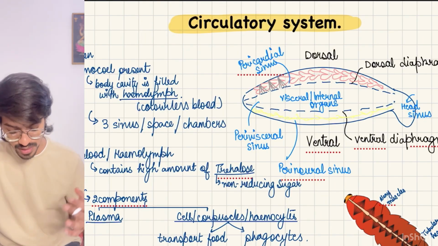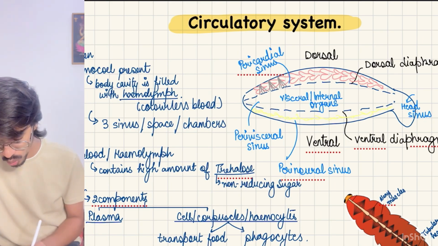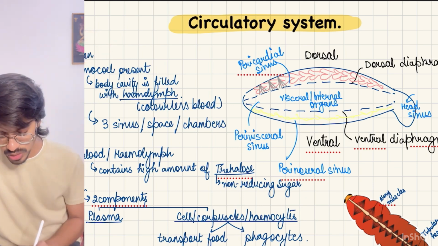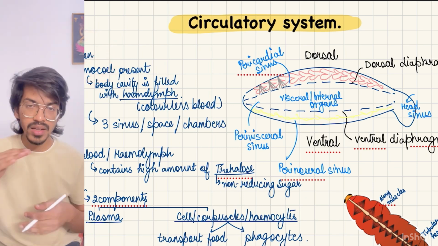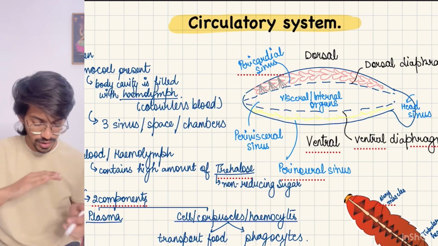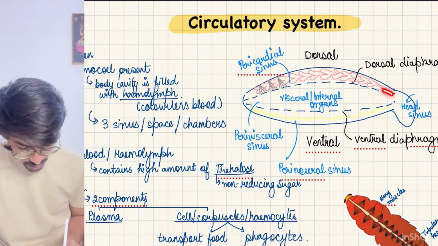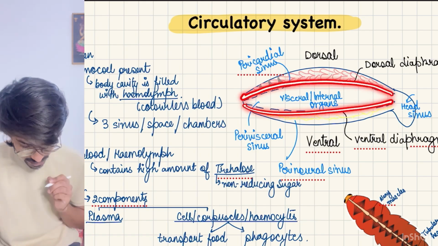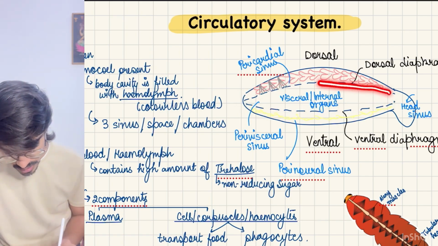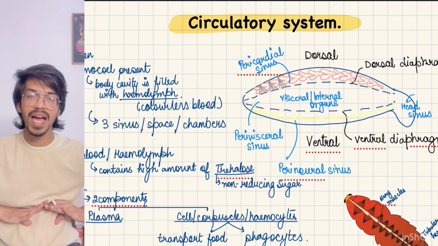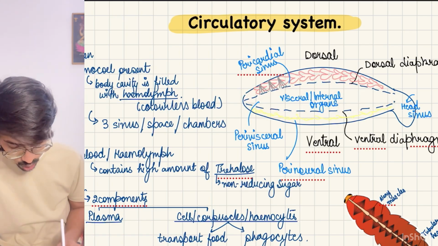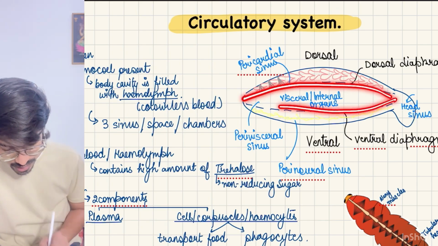In the circulatory system, first, very important, it is open type. Open type means hemocoels will be present. Now there are 3 different layer divisions present in it. If you see, there is one cut here, one cut here. So this is called the dorsal diaphragm. Like our body has a diaphragm, their body also has. They have a dorsal diaphragm, they have a ventral diaphragm.